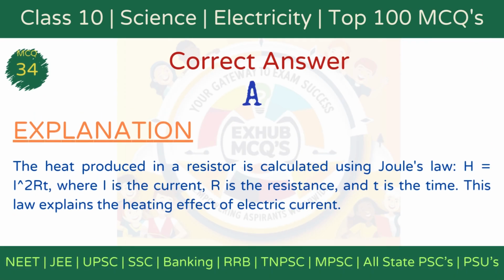The correct answer is option A, heat equals current squared multiplied by resistance and time. Explanation. The heat produced in a resistor is calculated using Joule's law, H equals I squared RT, where I is current, R is resistance, and T is time. This explains the heating effect of electric current.